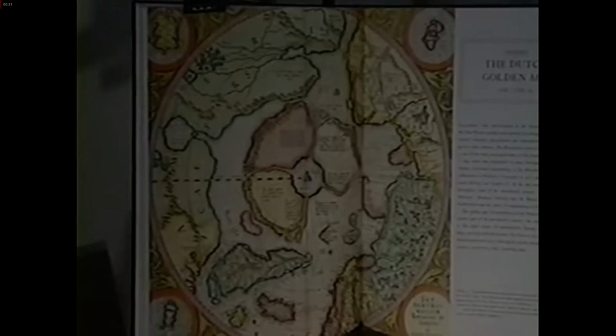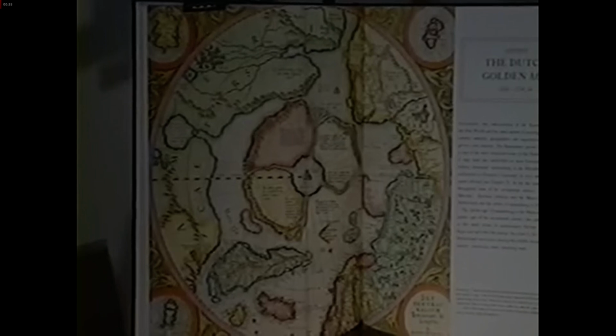Okay, now we're going to see some more of Gerard Mercator's work. This map is on page 86 and half of 87 in the book Mapmaker's Art. Many significant things concerning this map. It is one of Gerard Mercator's most famous maps.